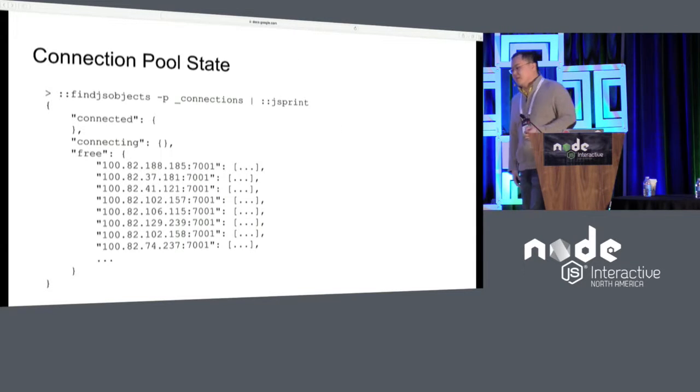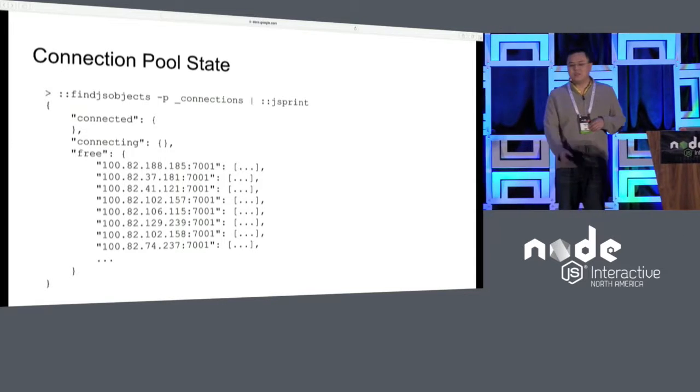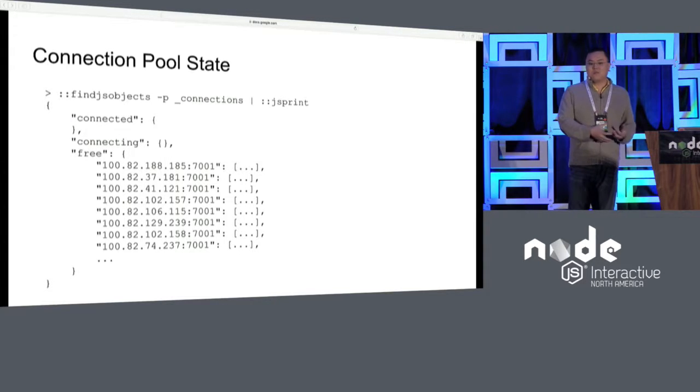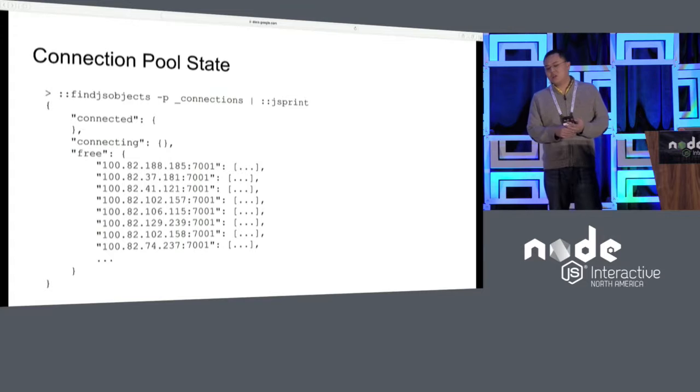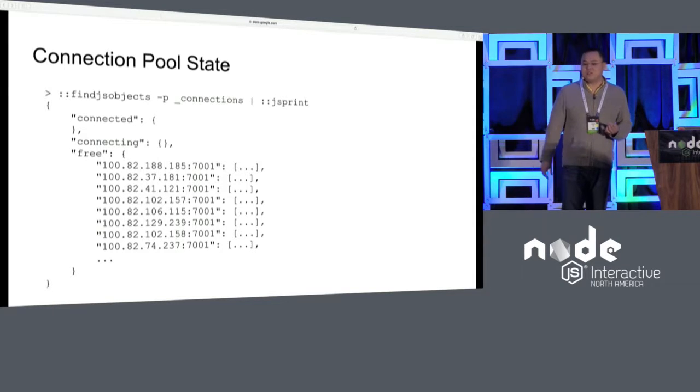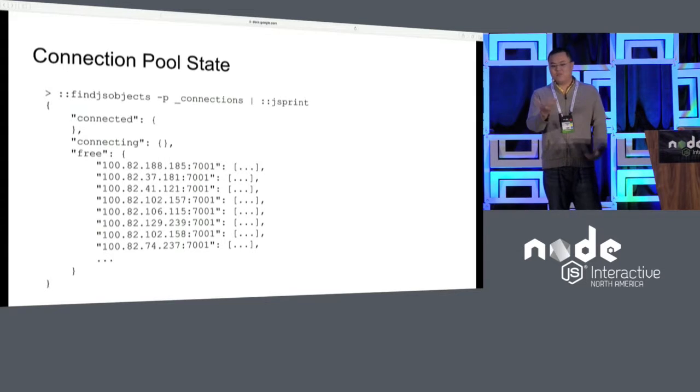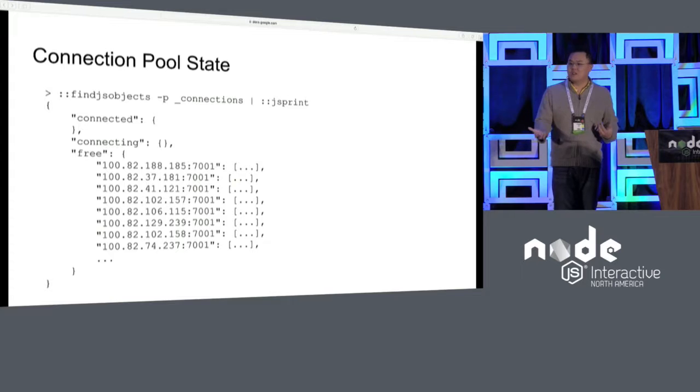Using one of the debuggers that's available as part of the work done by this working group, called MDB, we were able to load the core dump and run something called findjsobjects, passing a parameter called _connections, which is where the connections were being stored in the pool. Here we could see that it prints out the JavaScript object, and this is just a blurb, but it shows that we had a bunch of free connections, but none of them were showing connected.